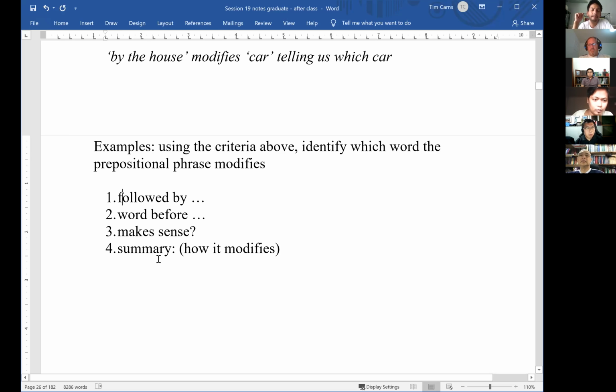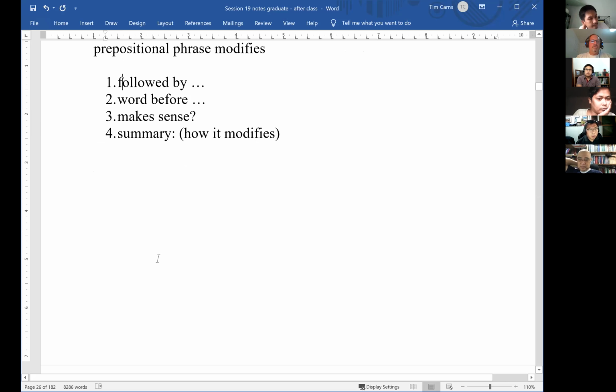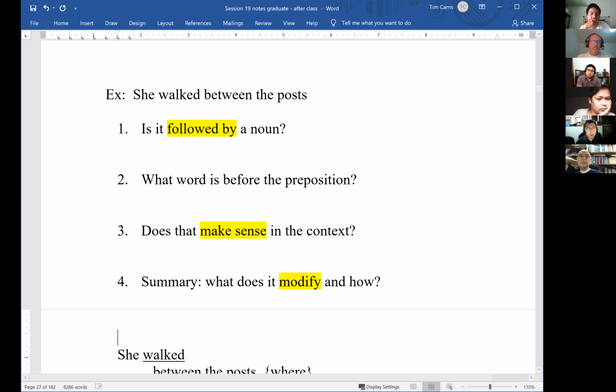So let's apply these to a few sentences, and then next time we get together next week, Lord willing, we can look at some passages and see how this works. All right. Again, I'm just trying to give you a rubric or an approach to figuring out how the prepositional phrase is working within the sentence. All right. So we'll start with, I hope, a simple one. We'll see how it goes.